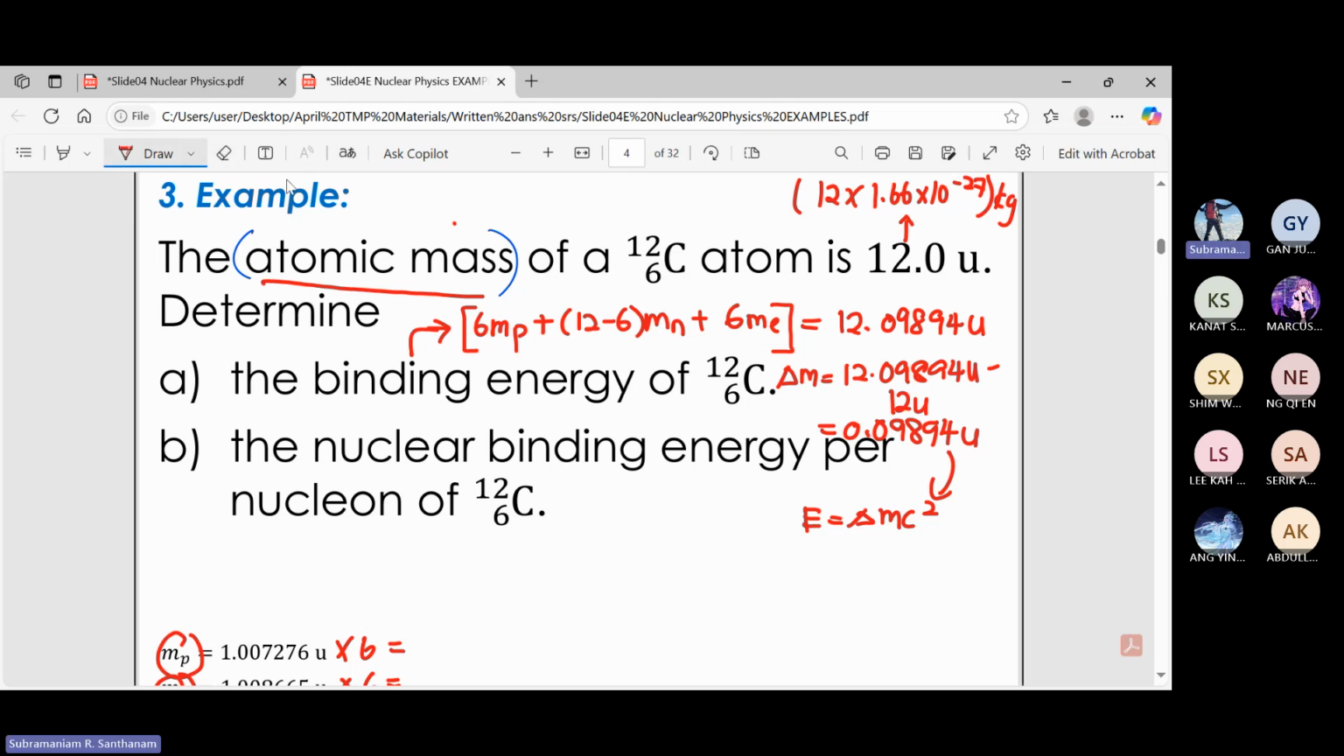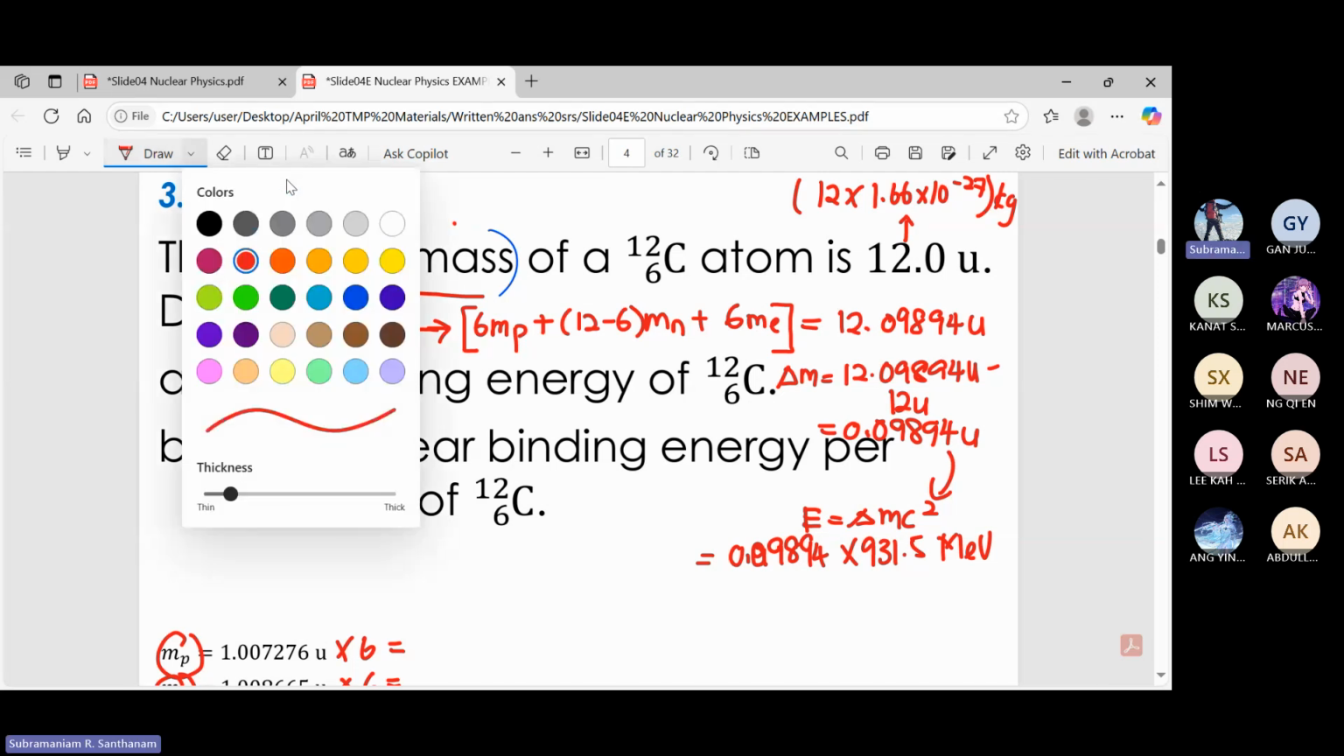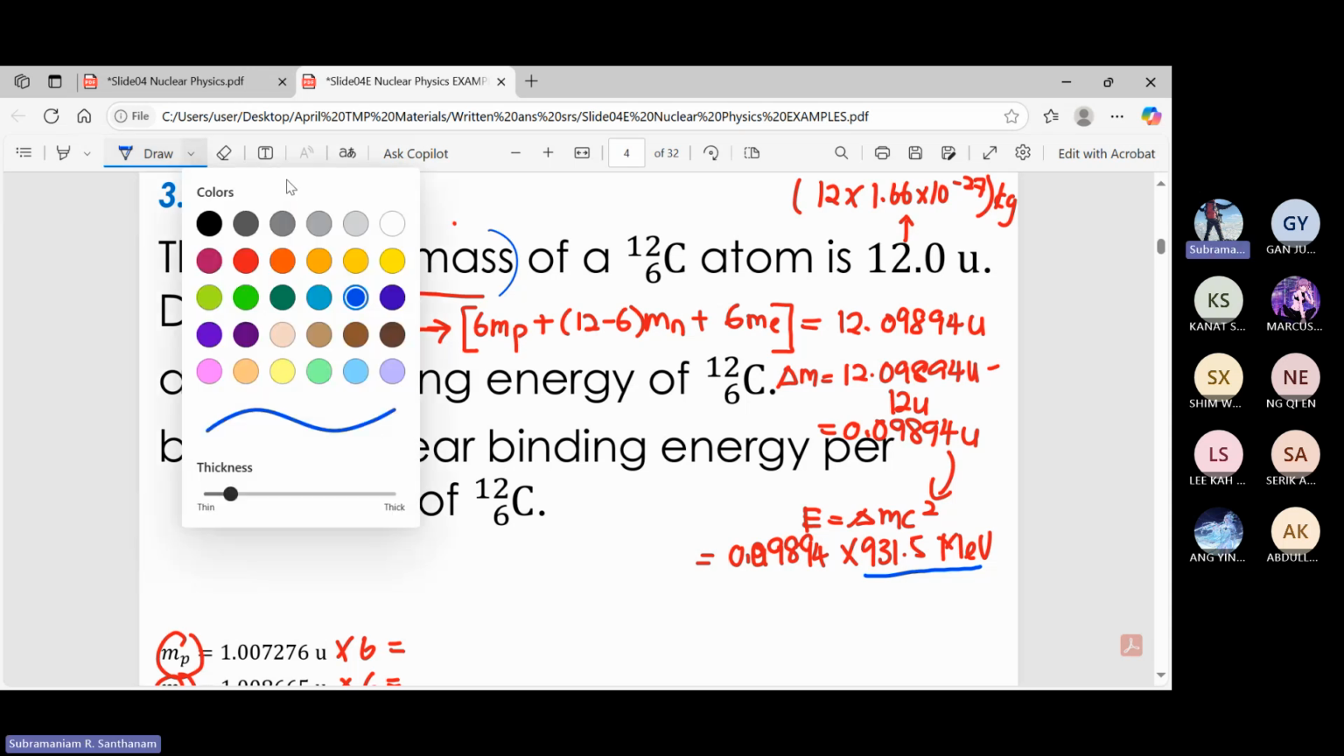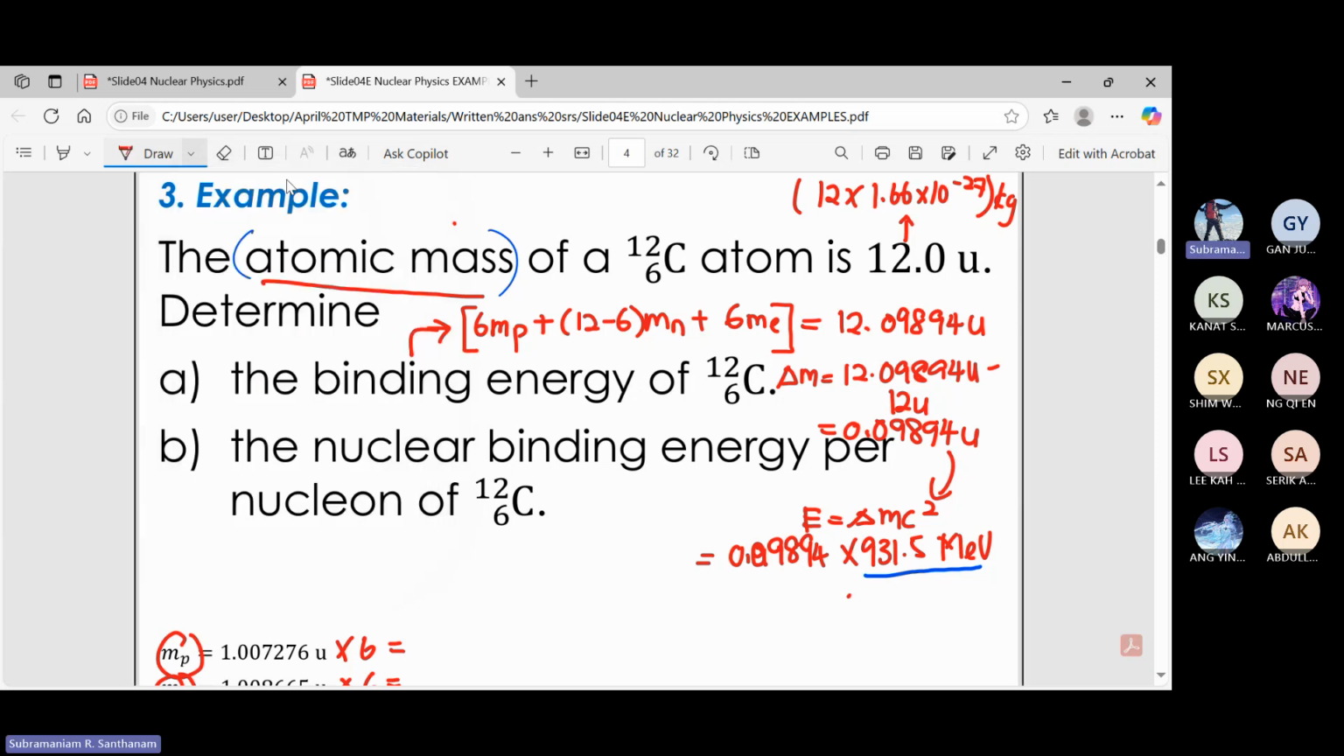So I can take this as 0.09894 times 931.5 MeV, provided this constant is given in the exam. If this value was given, you follow accordingly: 1 u is equivalent to how much, and then you just multiply. Otherwise, you need to calculate it the traditional way.